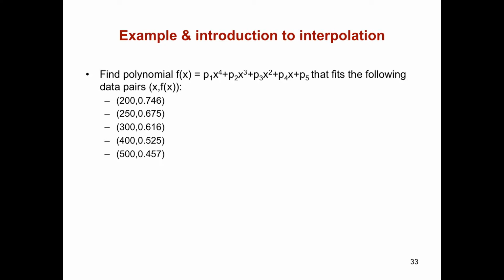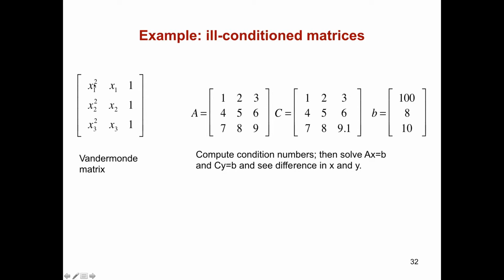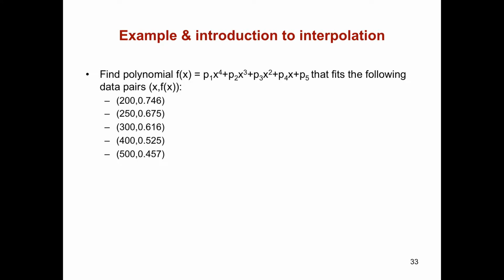So the problem with doing interpolation this way is that you're going to get a matrix where the coefficients will be 200 to the 4, 200 to the 3, 200 squared, and so forth. And then the same for 250, same for 300, 400, 500. Those coefficients span from 500 to the 4 to 1. And that gives a really badly conditioned matrix. So that's actually an example of a so-called Vandermonde matrix, because this is like a larger version of this. So technically, interpolation is not solved this way, though this is how we would come up with the system.